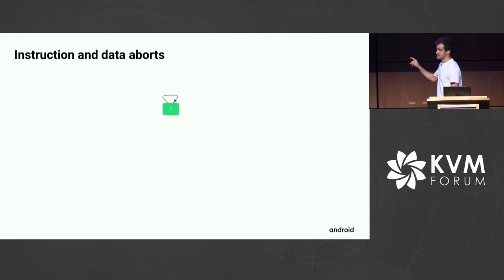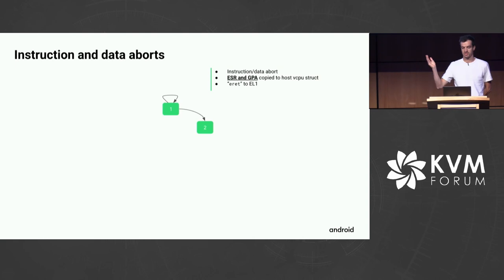So let's imagine that we are running at EL2, we have a guest that is exiting, and we manage to handle that exit every time and re-enter the guest. At some point, we'll get a data abort or an instruction abort coming from the guest. What the hypervisor will do in this case is copy the ESR, which is the exception syndrome register, and the GPA. It will copy that back into the host vCPU struct and then return to EL1 saying, please handle the fault for me.